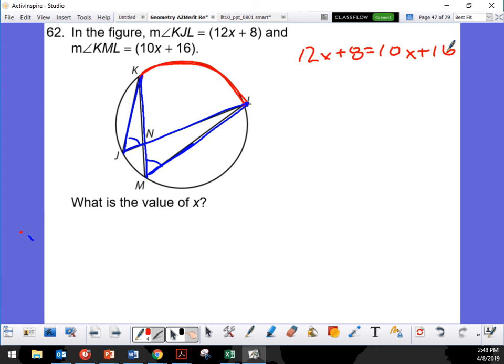So, I want you guys to solve for this right now. You're doing the math, a little bit of algebra on your paper.